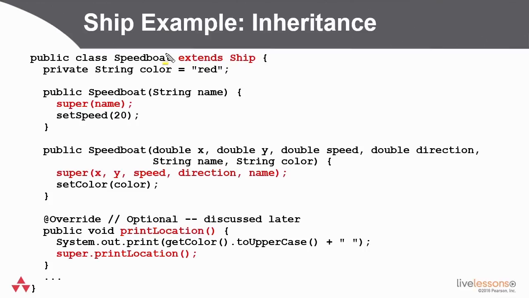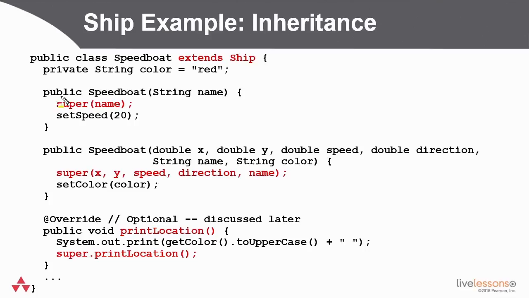And the answer is, if you don't say otherwise, Java will build the parent class by calling a zero-argument constructor. But the problem is that ship doesn't have a 0-argument constructor. It has a 1-argument constructor and a 5-argument constructor. Well, Java wouldn't know which constructor to use, and even if it knew which one to use, it wouldn't know what arguments to pass to it. So you have to tell it.